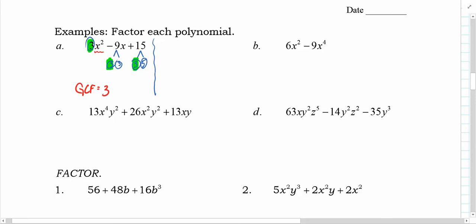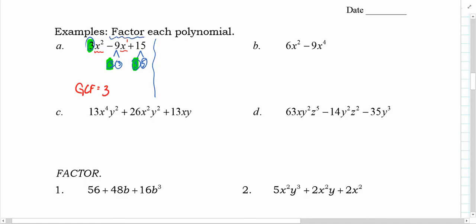Now I'm on the lookout for any variable that's common to all 3 pieces, and I have x to the second, x to the imaginary first, and then I have this imaginary x to the 0 power. Well, the smallest exponent that goes with these variables is this number 0. Well, x to the 0 power is 1, so we have 3 times 1, or really nothing at all. There are no x's that are common to all 3 of these terms. So we'll just stop here with the GCF.